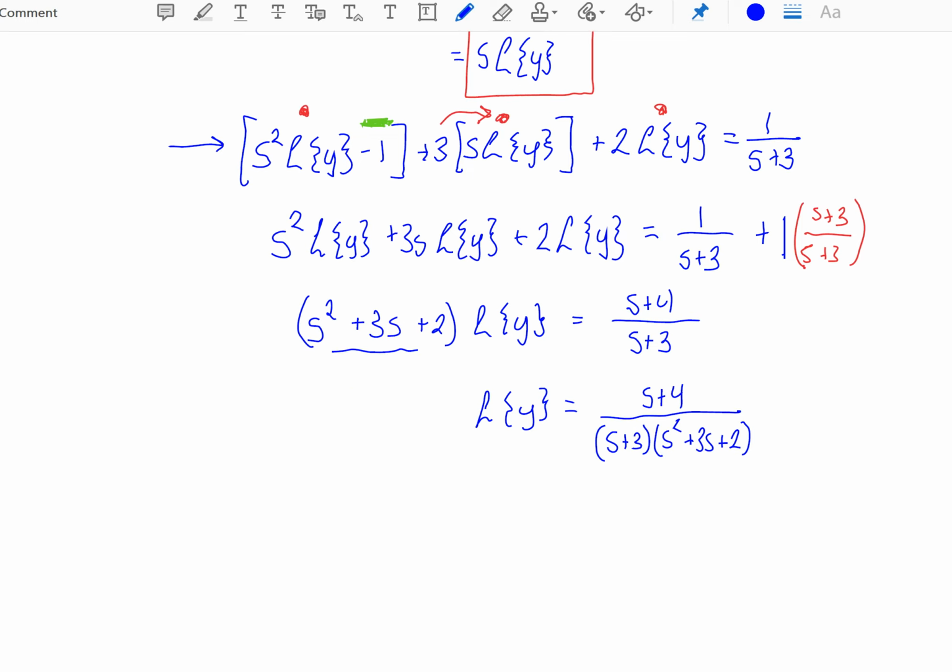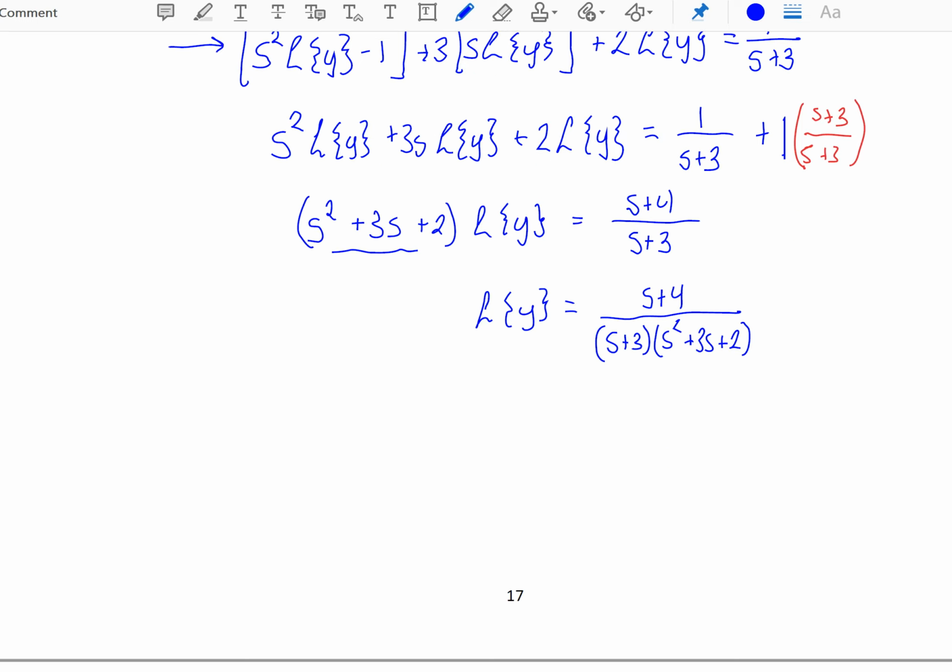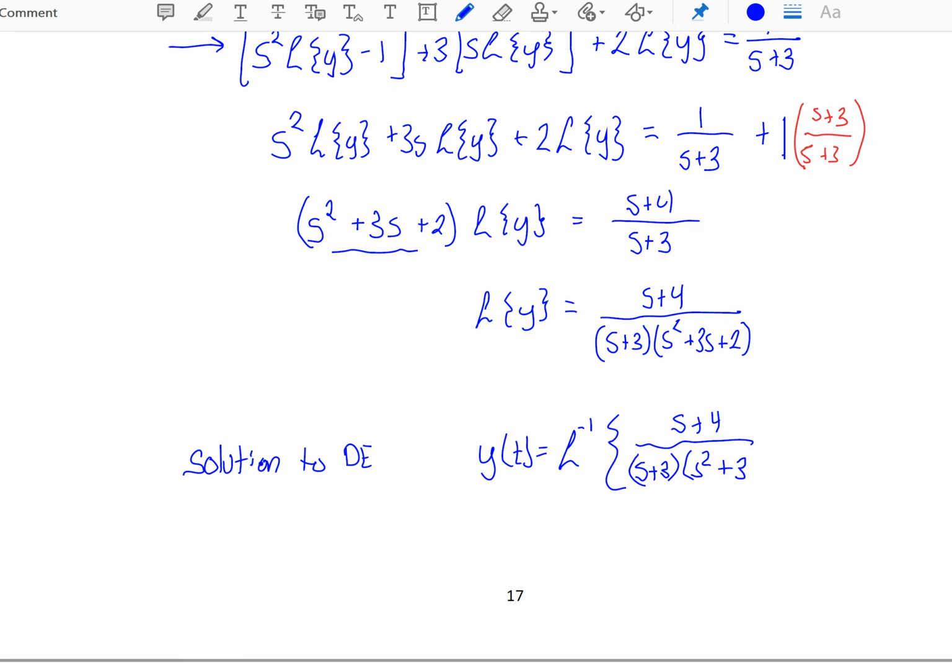Now, if this is Laplace of y, then we can say the solution to our DE can be given by y of t will be the inverse Laplace of s plus 4 over s plus 3 times s squared plus 3s plus 2.